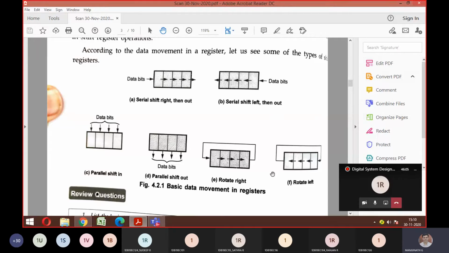The second one is serial in, parallel out, SIPO. You are sending the input serially, but the output is taken parallelly. That is your second type. The third type is parallel in, serial out. The input will be fed parallelly, but the output is taken serially. The last shift register is PIPO. Parallel in, parallel out. Parallel input followed by parallel output.